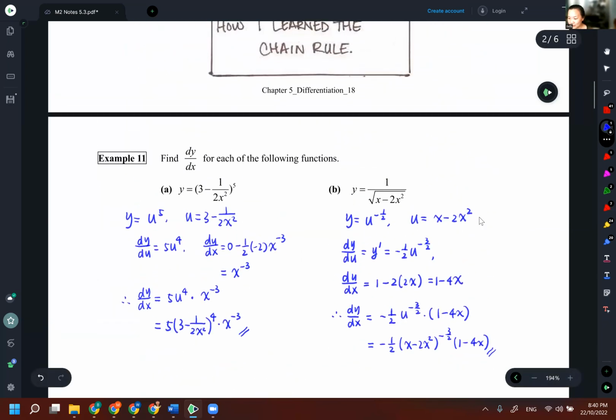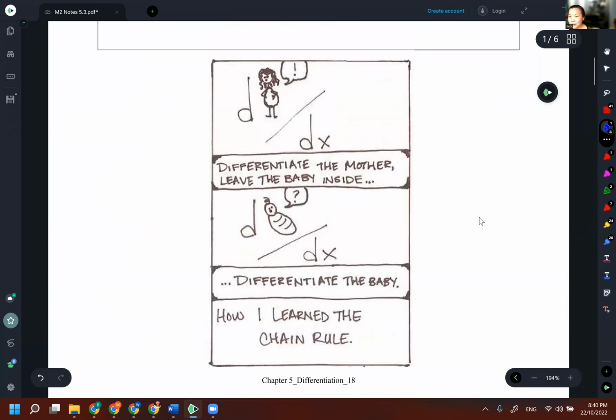Now let's go back to the first page. I hope now you can understand this comic better, because this is a pregnant lady, and to differentiate this function, that is to differentiate the mother, leave the baby inside and differentiate the baby. I don't know if this makes sense. If it doesn't make sense now, I think later on, as you practice, you will understand this more, but you need to practice it.